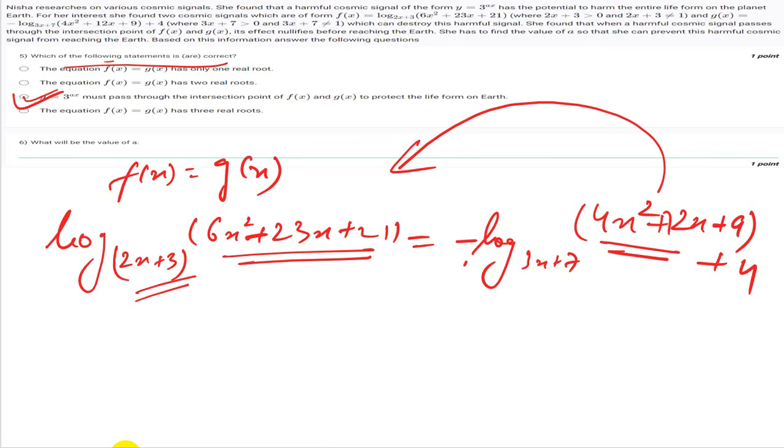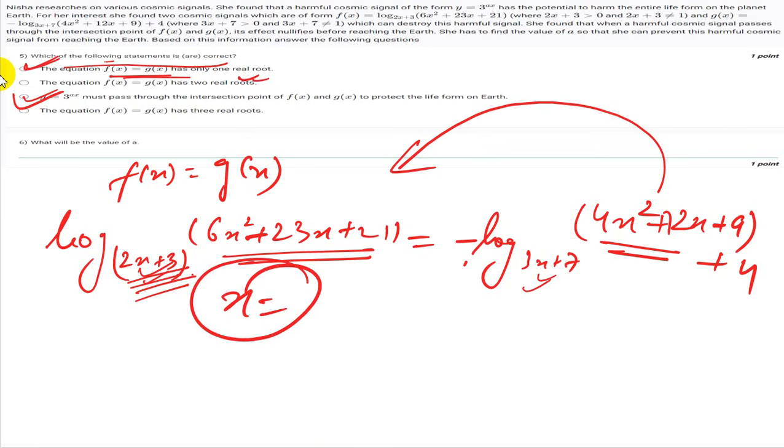You will test these 4 or 5 values of x by keeping them here. If this becomes negative, then that value won't be considered feasible for the answer. And if this becomes positive and this also becomes positive, then it's okay, and you can go with that value. There would be only one x that would satisfy this. So you can see that the equation f(x) = g(x) has only one real root, and this is the correct option. Now what is the value of a?